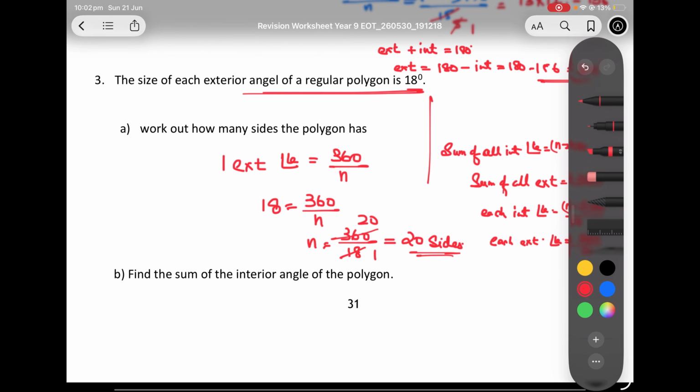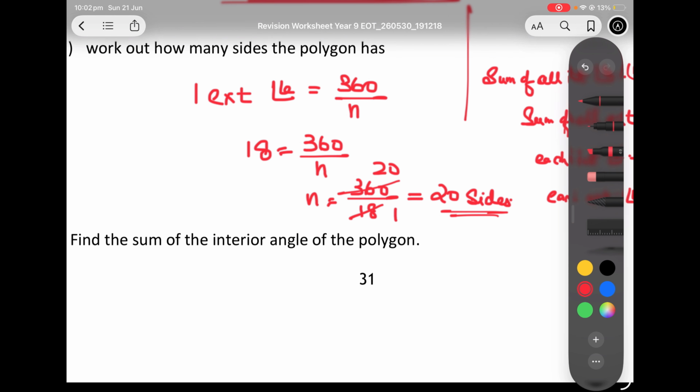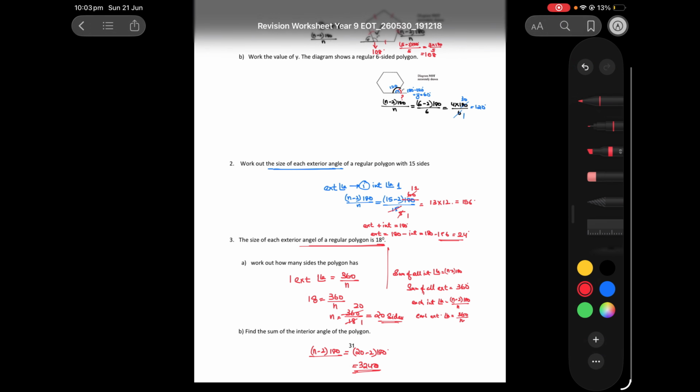Next question. Find the sum of the interior angles of the polygon. Now you know 20 sides are there. Then they are asking you to write down the sum of the 20-sided figure. So what is the formula that you would use? You would use (n minus 2) times 180. So 20 minus 2 times 180, that goes as 18 times 180 is what you would get. That is equal to 3240.